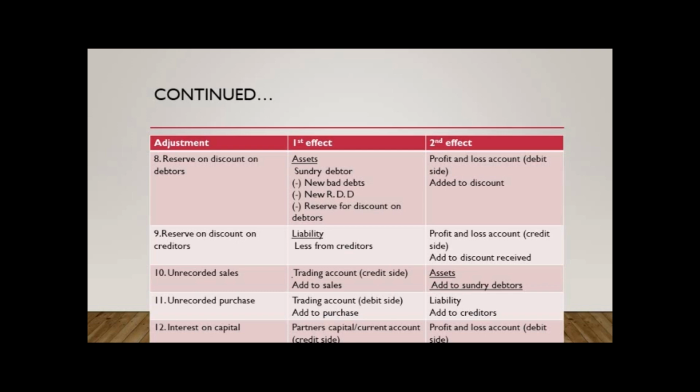Again, if in this sum they have given you discount on the credit side, we will add this discount, and if it is not given, we will just write by discount on creditors. The next is unrecorded sales. Unrecorded sales means what here?